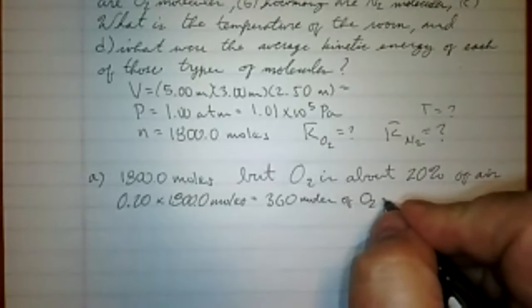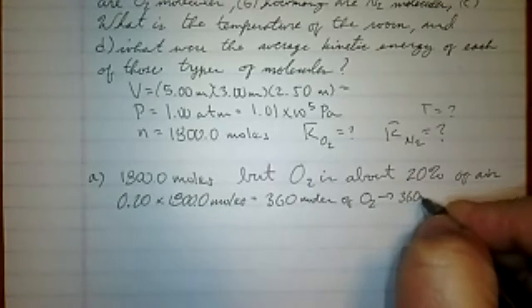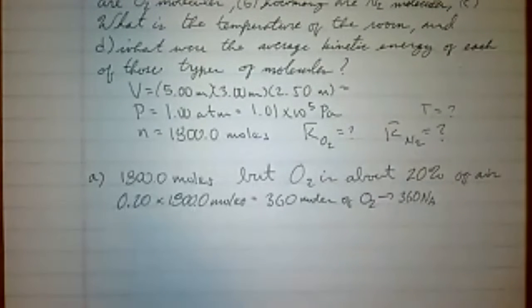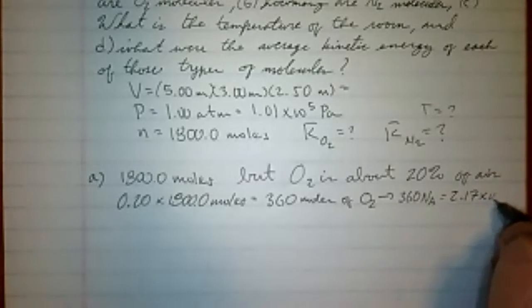I asked for the number of molecules. So that means 360 times Avogadro's number. So I'll say times 6.022 e to the 23rd. So I'm going to say that's 2.17, that's close enough, 2.17 times 10 to the 26. And that's MOL for molecules, not for moles. I know there's some confusion in that, but that's what I mean.